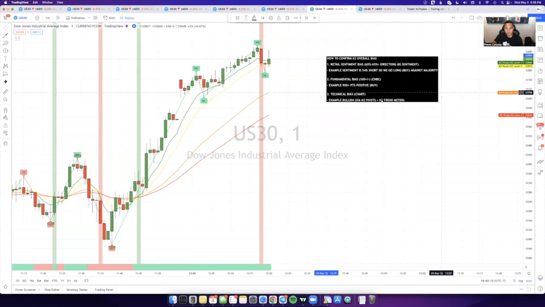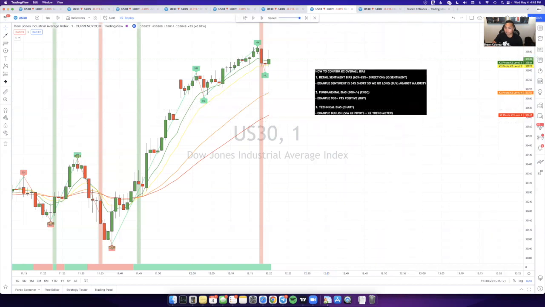Once you have that bias confirmed, you'll know exactly where to trade. You're going to be looking for some buys. And just a reminder, these are all listed in rank of importance. So retail sentiment is always going to be number 1, then fundamentals, then technicals. And that's pretty much it, guys. So that's an explanation of how to confirm the K2 overall bias.